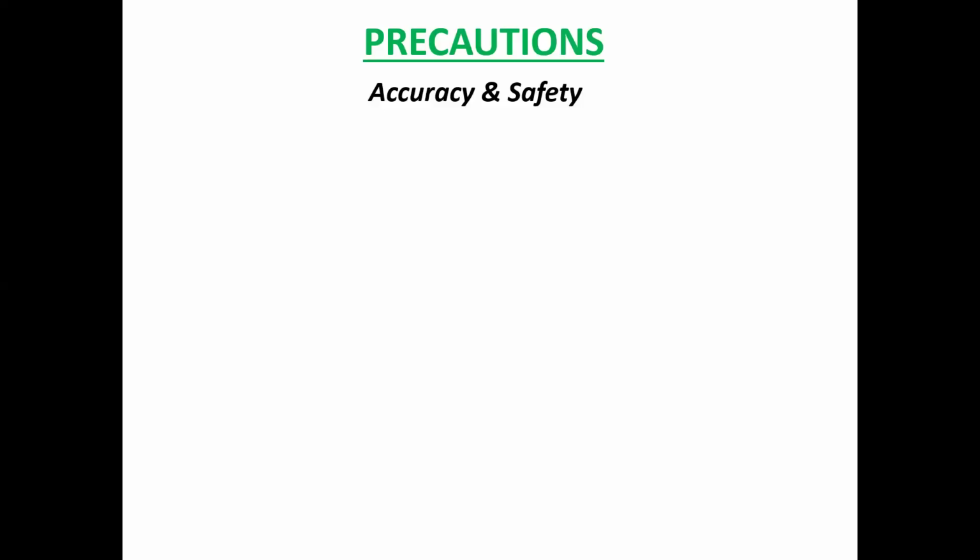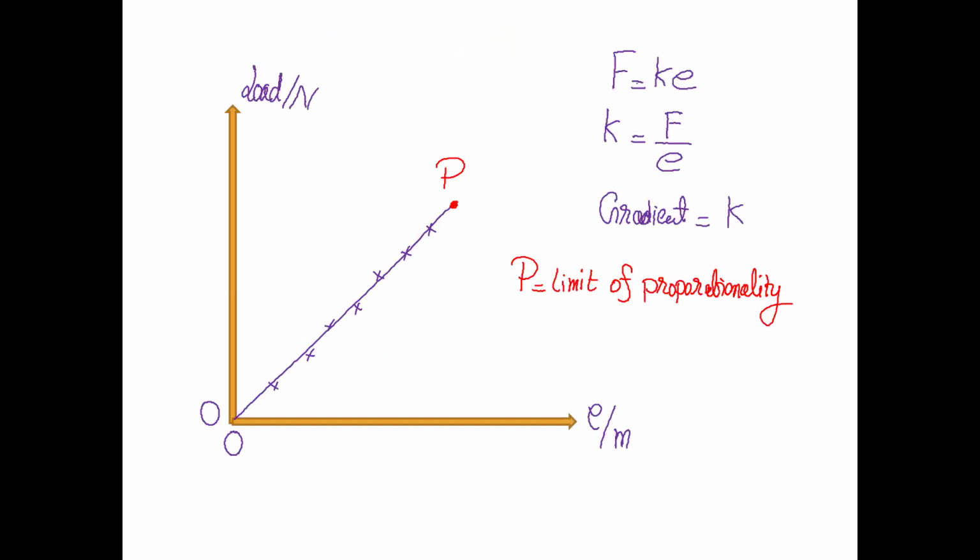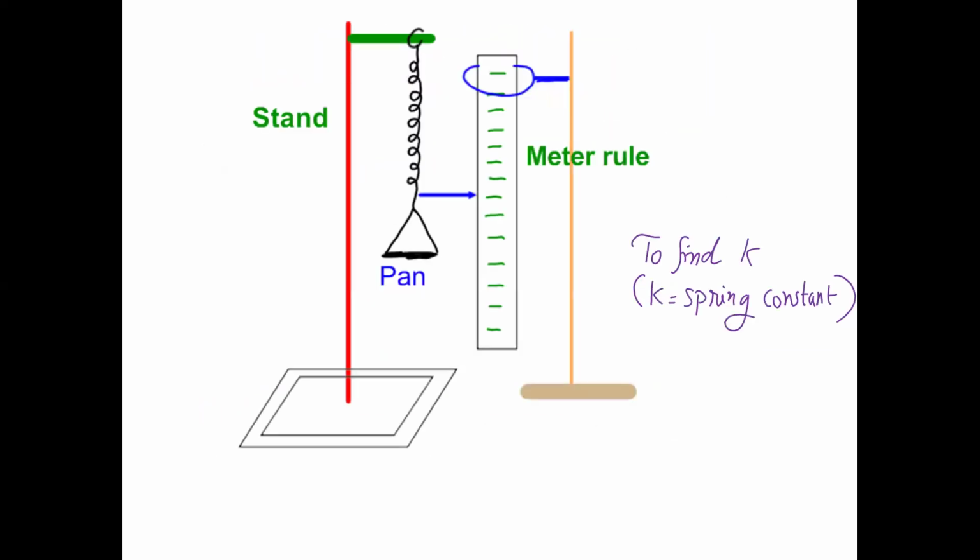Now, precautions. Whenever you are working on precautions, you should remember there are two types of precautions: accuracy and safety. So make sure that the meter rule is vertical. Use a set square. And there are other precautions also. Whenever you're writing precautions, go to the apparatus. This is the apparatus. Make sure the meter rule is vertical. You can use a set square. You should also take a number of readings for the area, for the length, for the extension, so you can take an average.